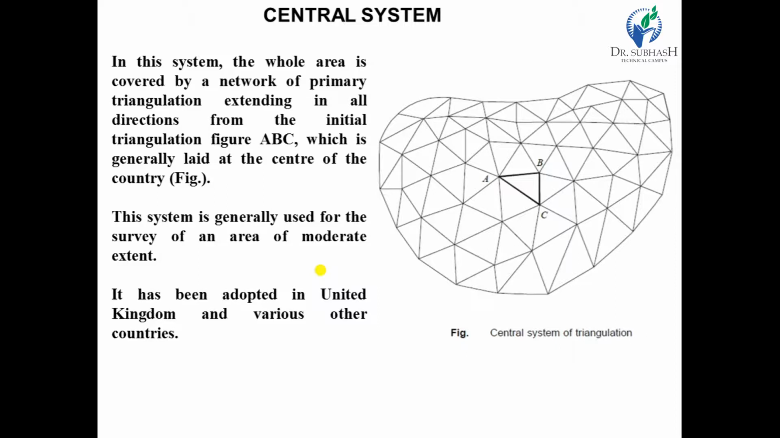That is the central system. In this system, the whole area is covered by a network of primary triangulation extending in all directions from the initial triangulation figure ABC, which is generally laid at the center of the country. This system is generally used for surveying an open area of moderate extent. It has been adopted in the UK and various other countries.